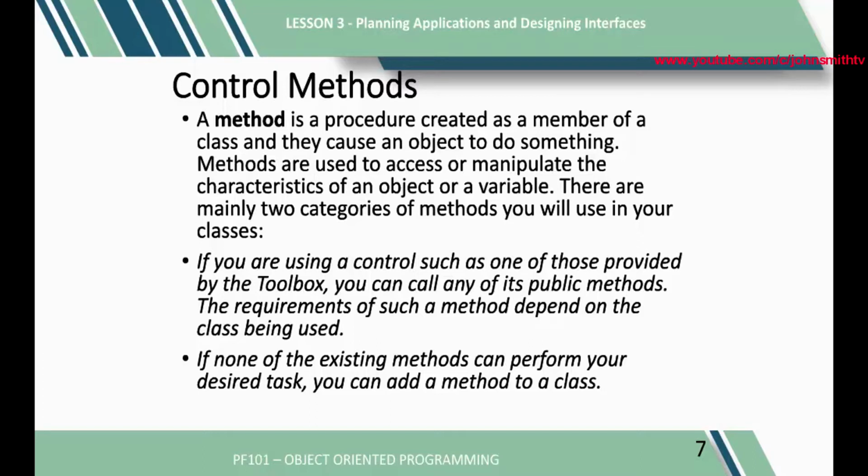Now, let us discuss what is control method. A method is a procedure created as a member of a class and they cause an object to do something. Methods are used to access or manipulate the characteristics of an object or a variable. Methods are also defined as blocks of code designed into controls that tell the control how to do things, such as move to another location on a form.